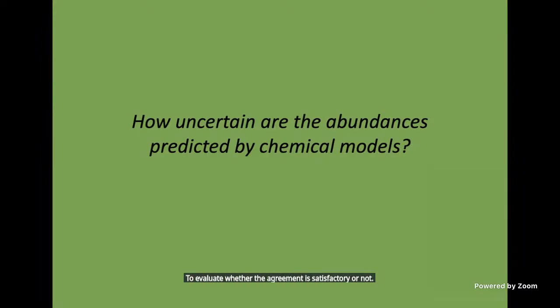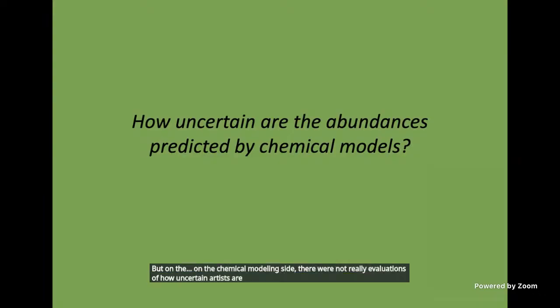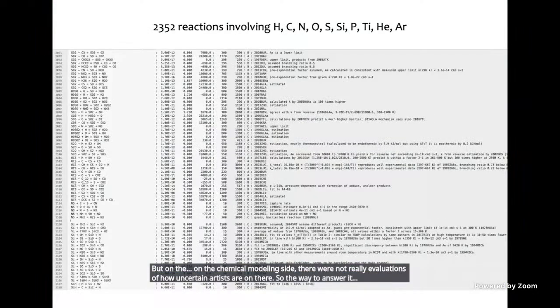So on the observational side, you may have uncertainties coming from the retrieval analysis, and these depend a lot on the study. They may be very large, but on the chemical modeling side, there were not really evaluations of how uncertain these abundances are. So the way to answer it, basically, when I was building the chemical network, I assigned an uncertainty to each reaction.